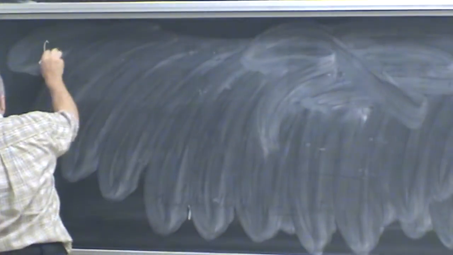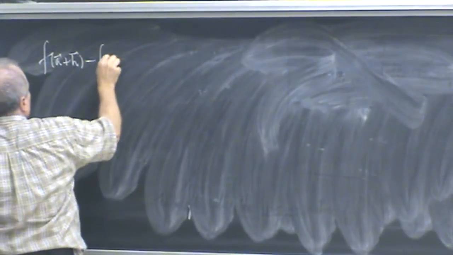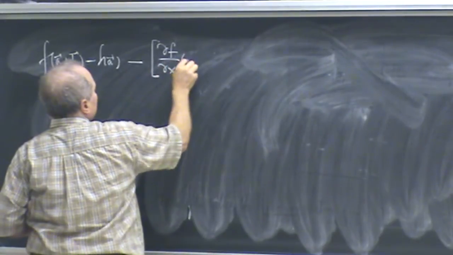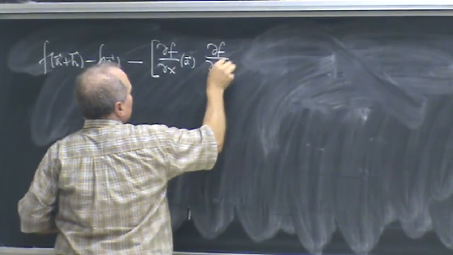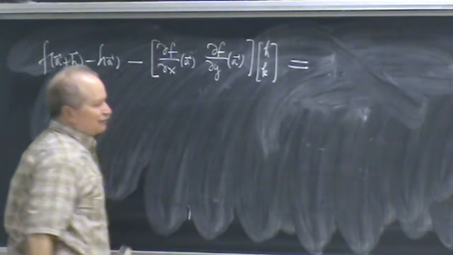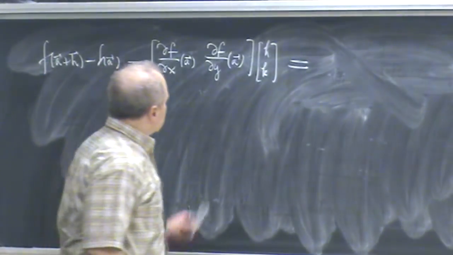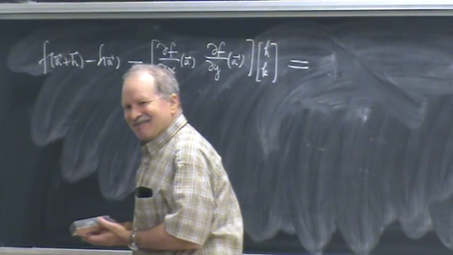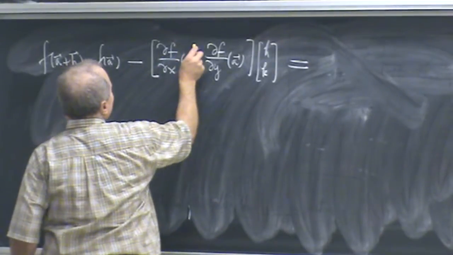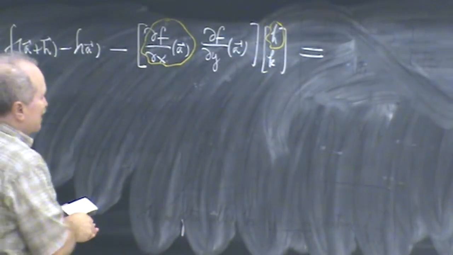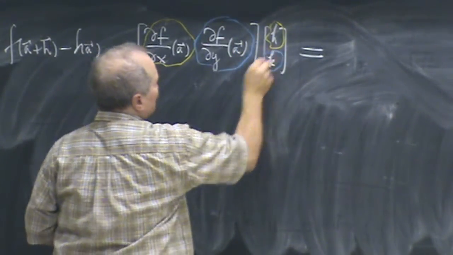So what do we have when we do f at a plus h minus f at a minus the derivative? Well, the derivative is this times the vector hk. So I'm going to split this into two pieces, and guess what? This piece is going to be in yellow, and this piece is going to be in blue.